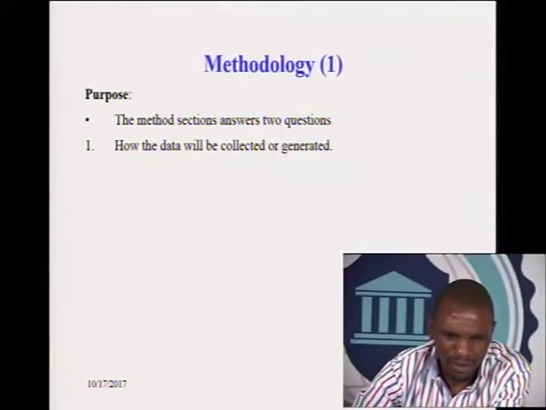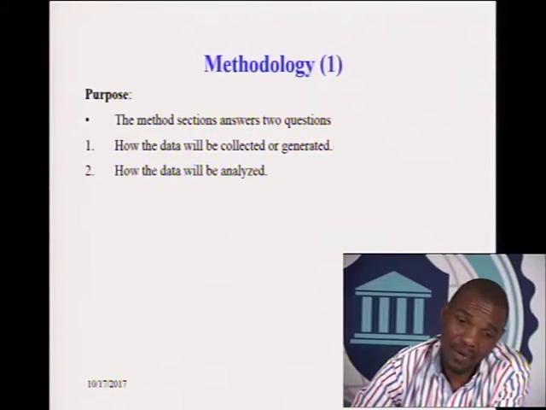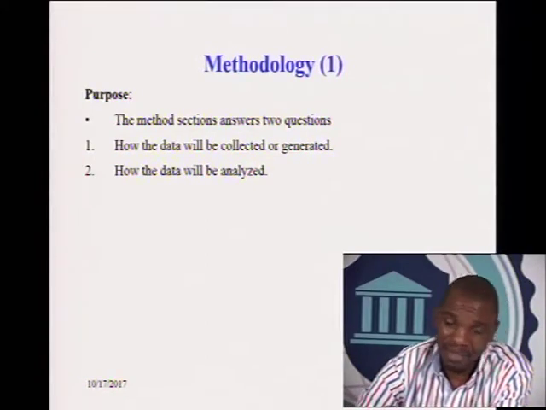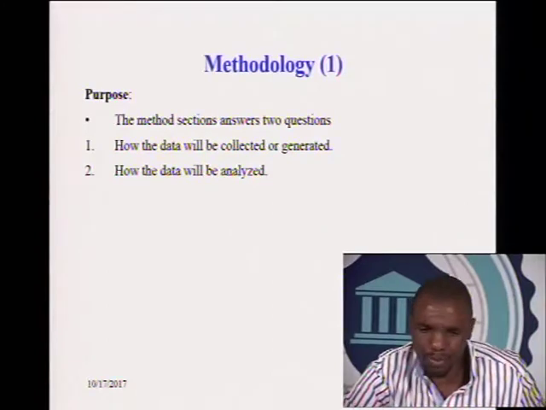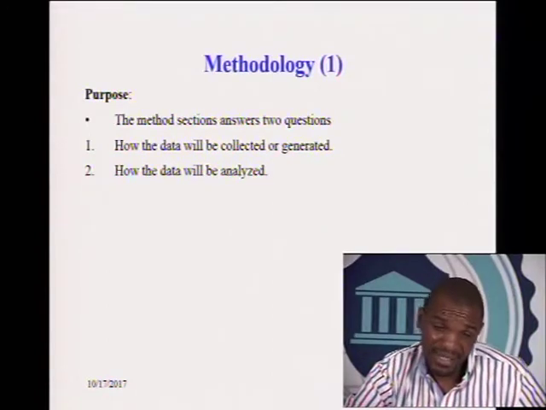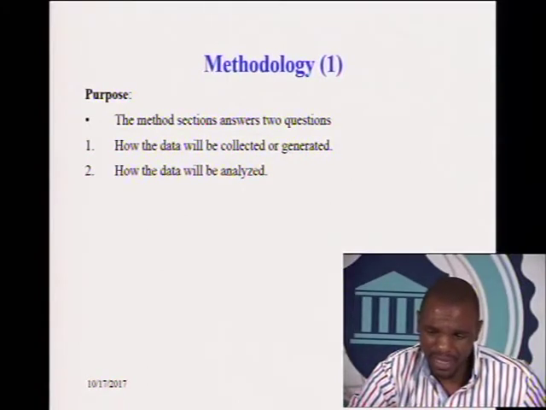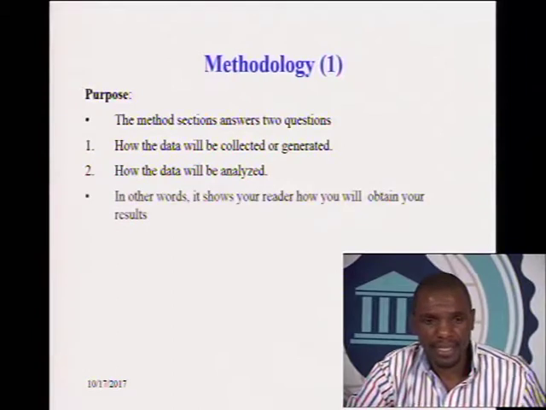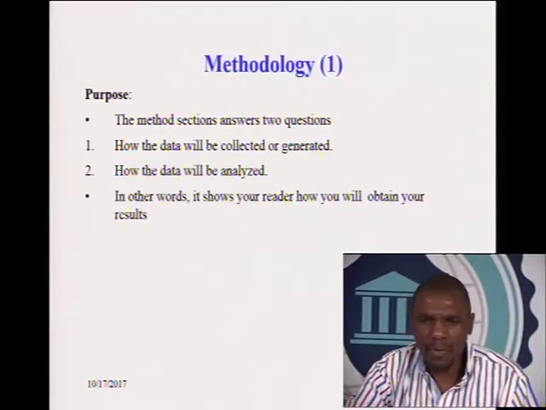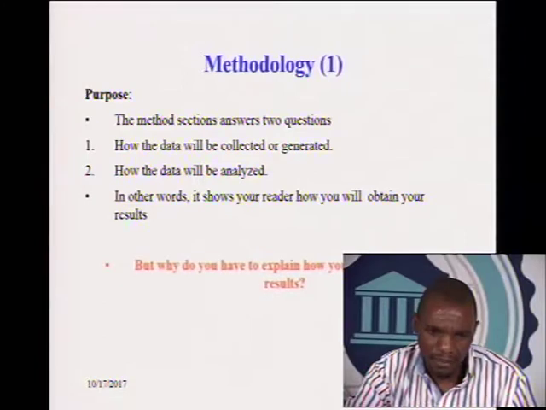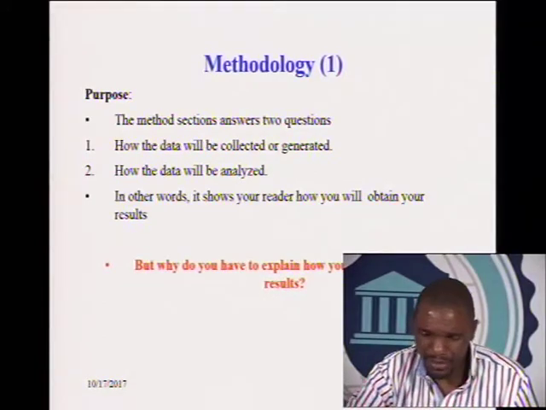So the purpose of methodology is to try to get answers to two questions. How is the data going to be collected or generated? And how is the data going to be analyzed? Very important, because remember we are saying we want to find answers for problems. So science or scientific processes require data. So how are you going to collect the data? And how is the data going to be analyzed? Very important. In other words, it shows your reader how you obtain your results. But why do you have to explain how you obtain your results?